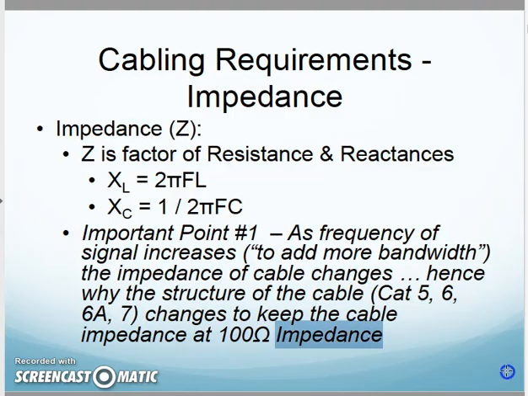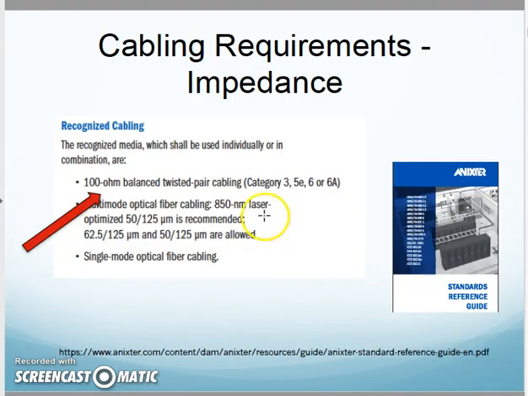So if I take a look here real quick, the standard says a recognized piece of cabling that we can use is 100 ohm balanced twisted pair cabling. I'm allowed to use that. Well, they're saying right there it should be 100 ohms. So no matter what we do, we need to keep that impedance at 100 ohms.